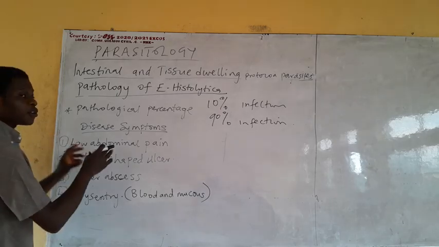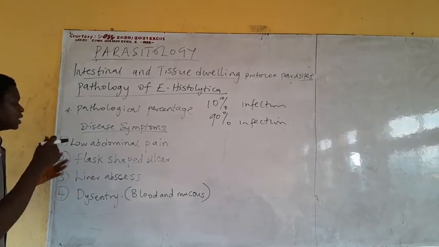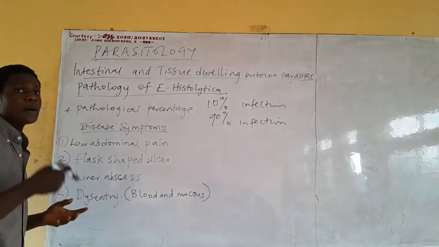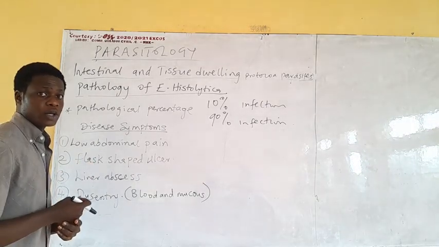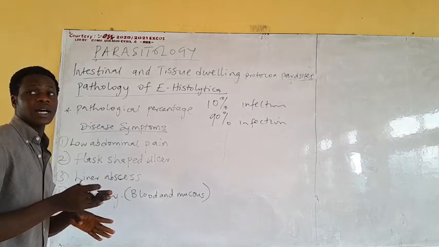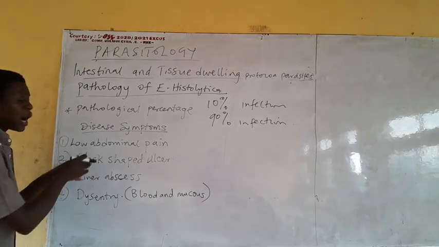So, at first, one disease symptom you should know about is low abdominal pain, that is, pain in the stomach, which is caused by the multiplication of this Entamoeba histolytica, and also at its encystment stage it causes low abdominal pain.